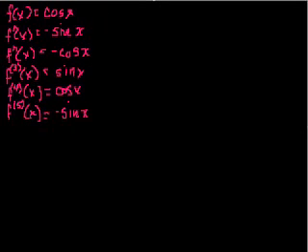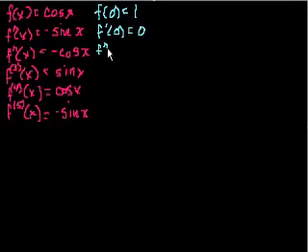So f of 0, let me use another color to fend off monotony. f of 0, well, what's cosine of 0? Cosine of 0 is 1. f prime of 0 is minus sine of 0, and sine of 0 is 0, so minus 0 is still 0. f double prime of 0: cosine of 0 we already know is 1, but we have a negative sign here, so it becomes minus 1. The third derivative at x equals 0: sine of 0 is 0, so this is 0.